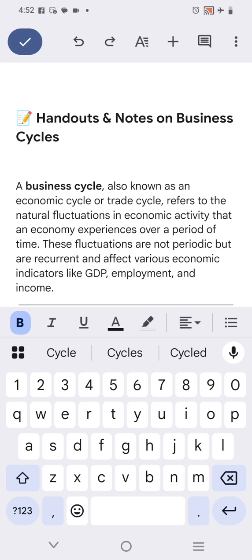Now, let's understand what a business cycle is. What is a business cycle? Let's understand it word by word, and go through it quickly. A business cycle, also known as an economic cycle or trade cycle, refers to the natural fluctuations in economic activity that an economy experiences over a period of time.